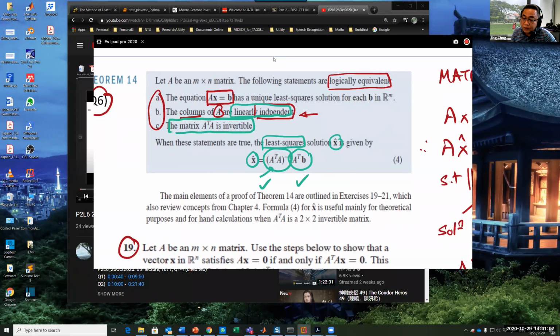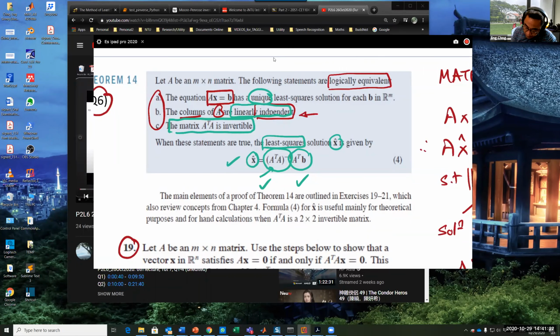Finally, the question then asks, is the least squares solution, the x hat found by this equation, unique? And the answer is yes, it is unique. There is no other x that will give you the best approximation.